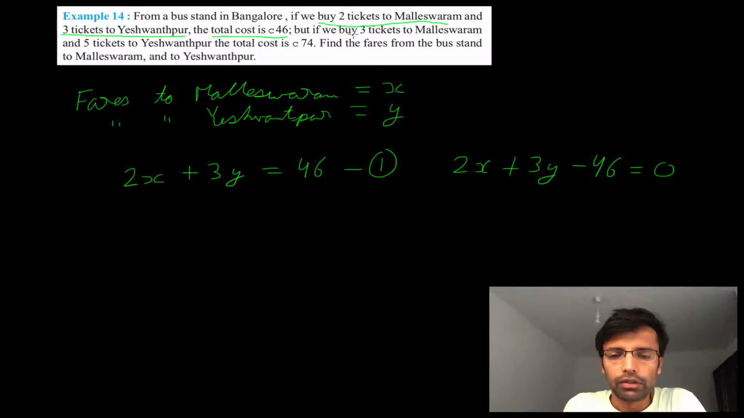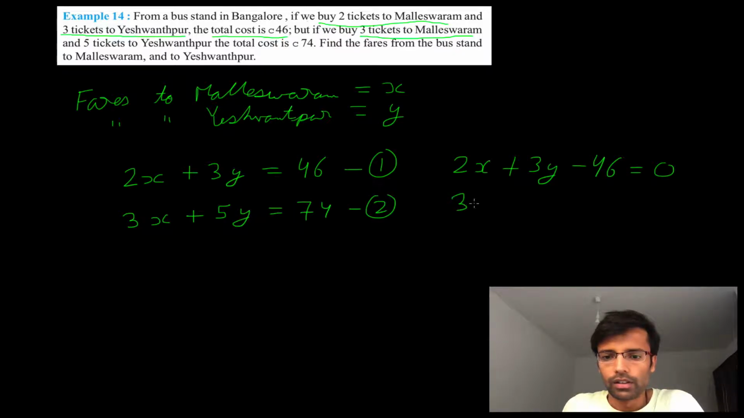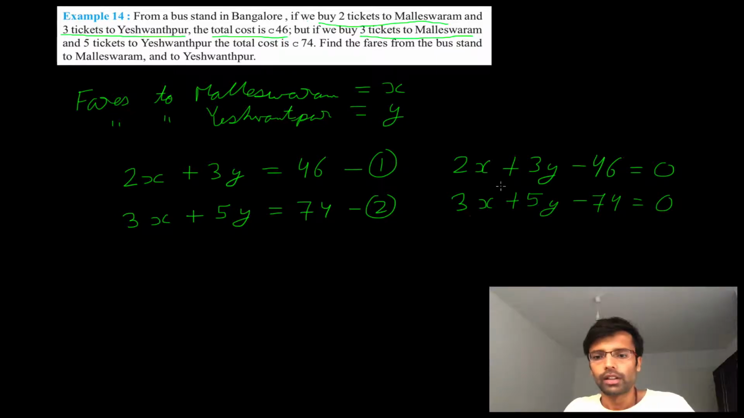Okay, the second part, if we buy 3 tickets to Malleswaram, so 3 tickets to Malleswaram will be 3x and 5 tickets to Yeshwanthpur. So 1 ticket to Yeshwanthpur is y, so 5 tickets will be 5y, equal to 74, equation 2. Writing in standard form, 3x plus 5y minus 74 is equal to 0. So these are the two equations. Let us try solving it using cross multiplication method.